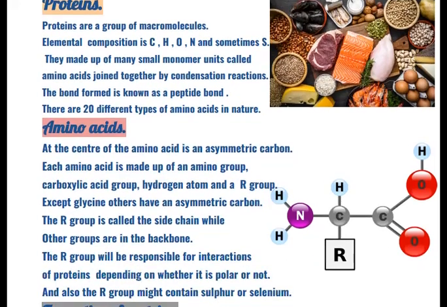Amino acids. At the center of the amino acid is an asymmetric carbon. Each amino acid is made up of an amino group, carboxylic acid group, hydrogen atom, and an R group. Except glycine, others have an asymmetric carbon. The R group is called the side chain, while other groups are in the backbone.